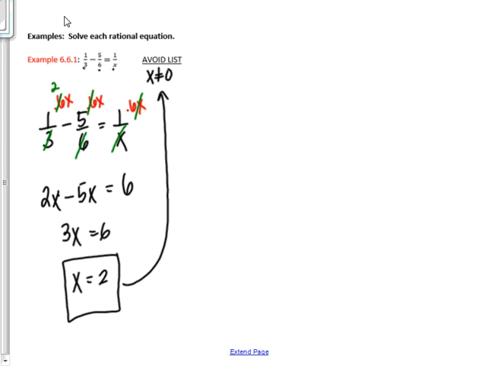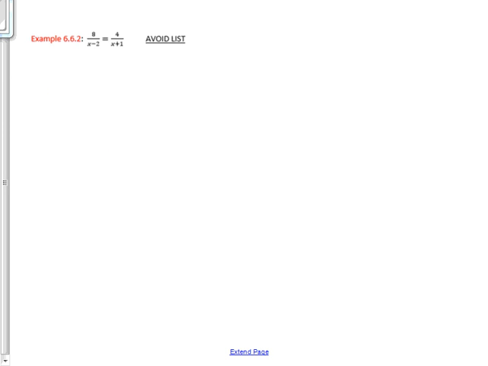Like I said, that avoid list gets a little bit better on this next one. Alright, so looking at this one, 8 over x minus 2 equals 4 over x plus 1. Do these denominators factor? No. So what you do is you set each denominator not equal to 0. So these are the two numbers I can't be. If I solve them out, just like doing those domain restrictions, x can't be 2 and x can't be negative 1. So those are the two numbers I'm avoiding answering.